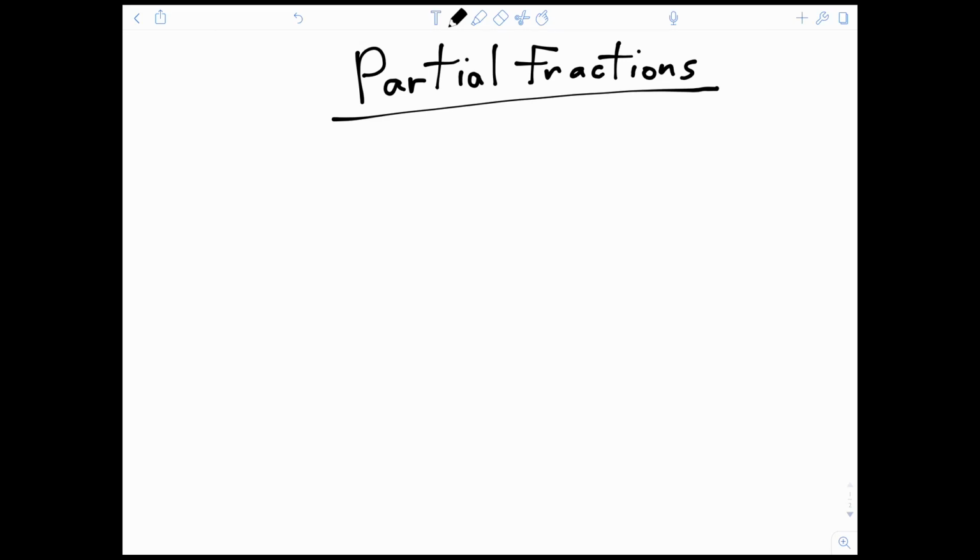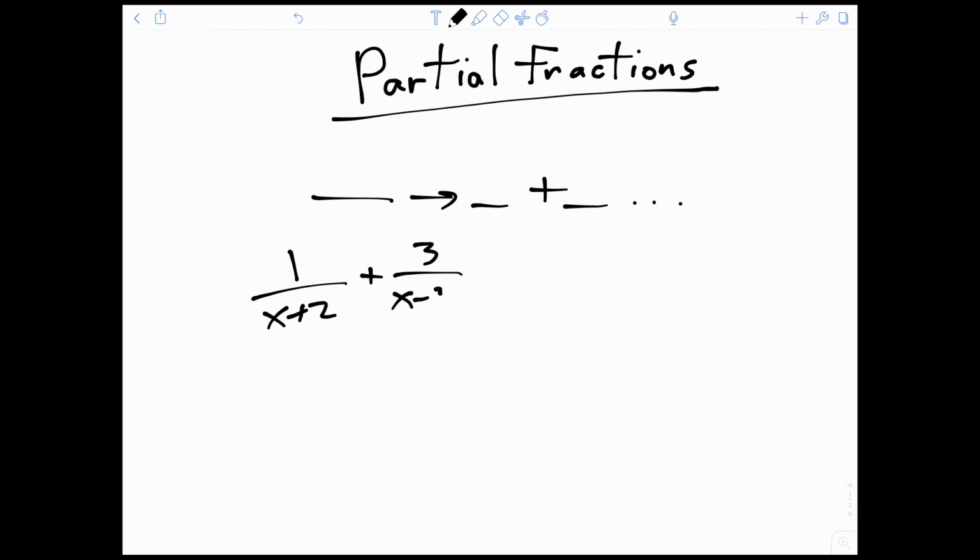So what's a partial fraction decomposition? You take one fraction and you break it up into two or more fractions. Well, how can we do this? So let's say we have some fraction, 1 over x plus 2, and we're trying to add it to some other fraction, 3 over x minus 4.